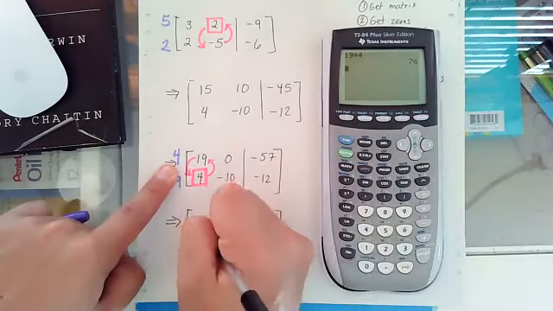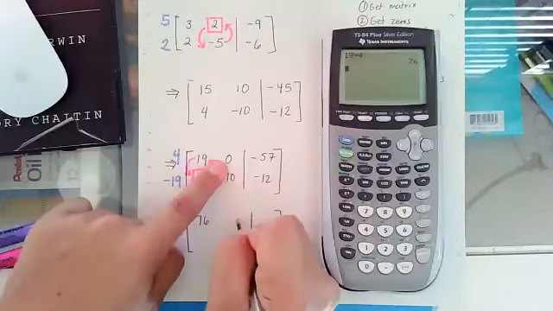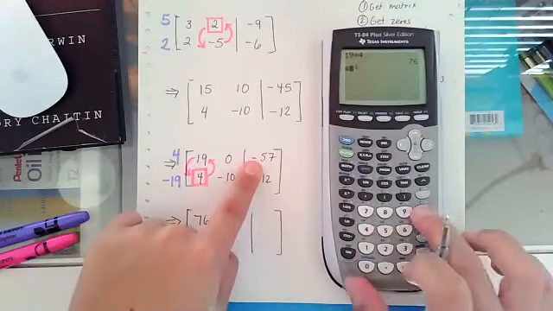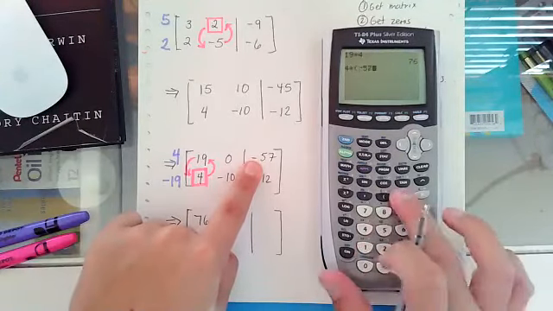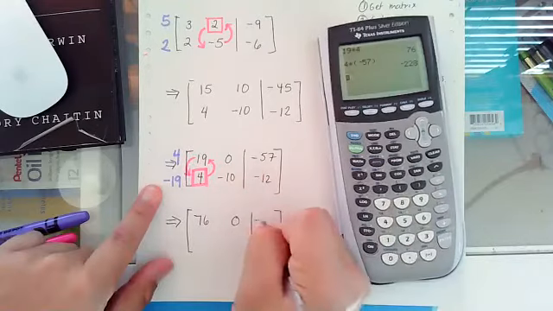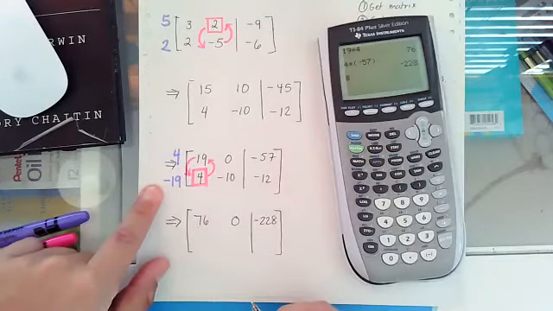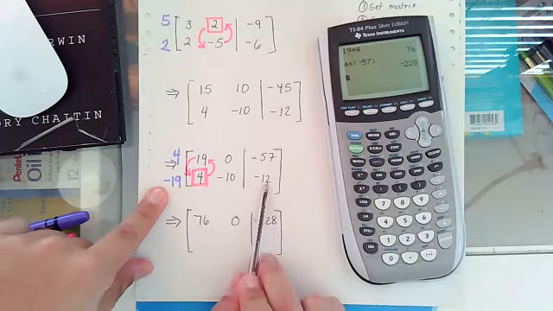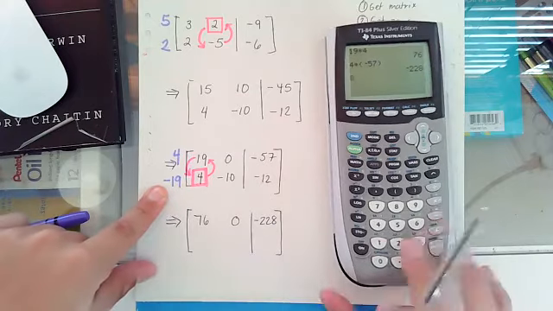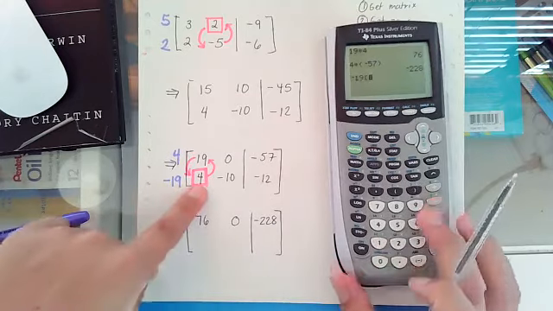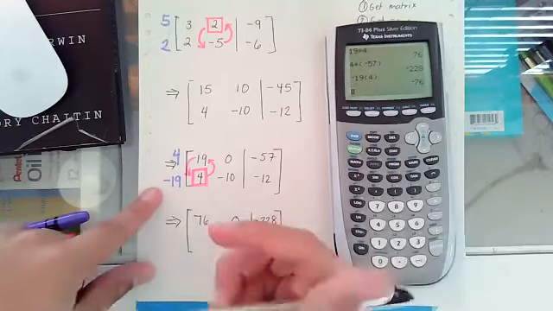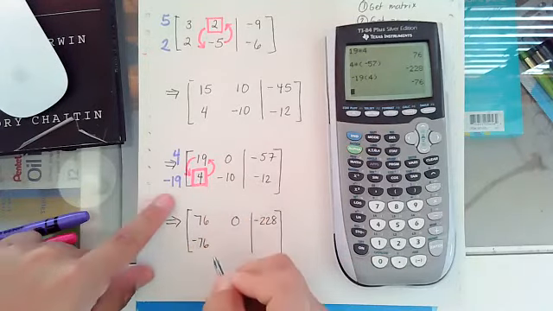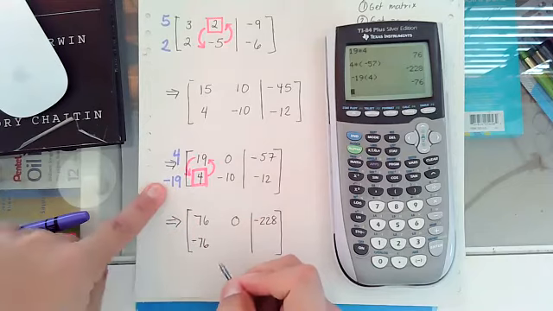That's 76. 4 times 0 is 0. 4 times, God knows what that is, -57, -228. And again, we're going to multiply the second row by this -19. So -19 times 4 is negative 76. That's what you're looking for these guys to match.